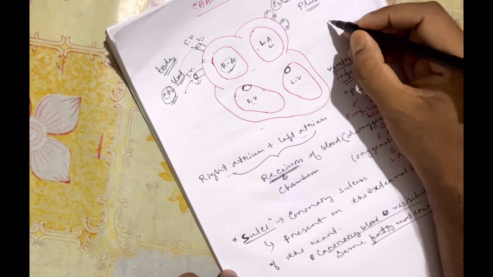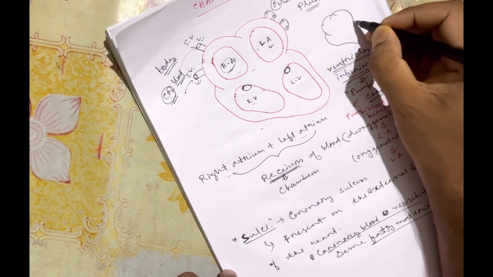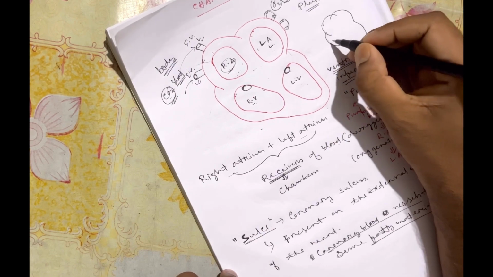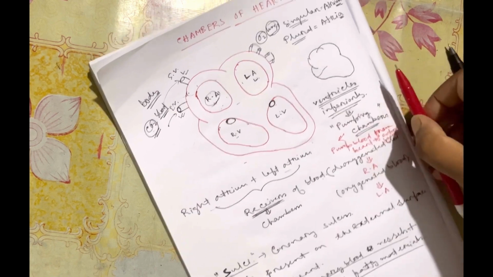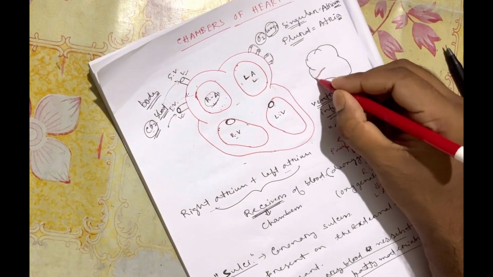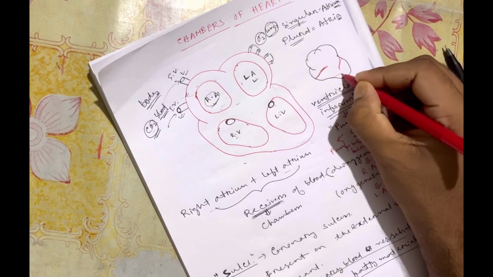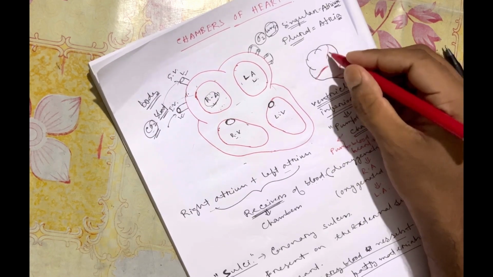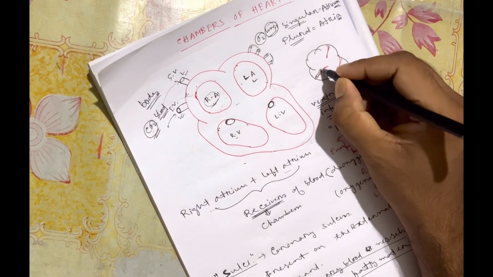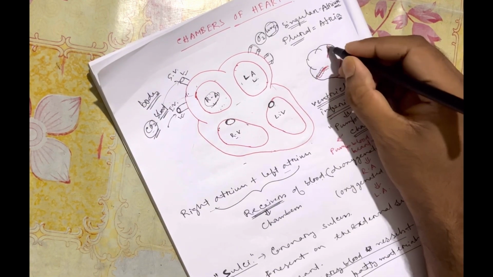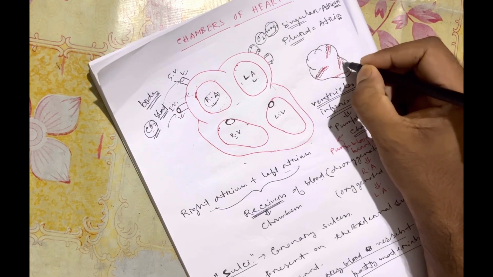For example, suppose this is our heart. So they are basically present. For example, this is the coronary artery. One coronary artery may be present over here, one will be present here, another will be here. So their coronary blood vessels are covered by some kind of groovy structures.